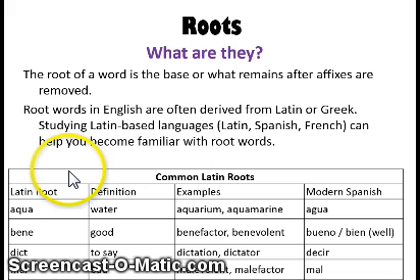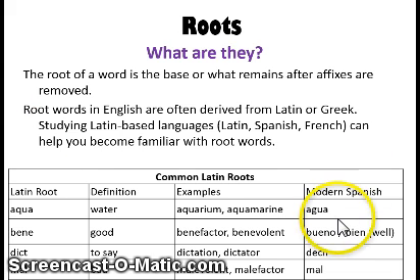Okay, so roots are the last part, and there are probably more roots than anything else out there. The root of a word is the base, or what remains after affixes are removed, but it's actually the beginning of a word if you do it in the correct order. Root words in English are often derived from Latin or Greek. Studying Latin-based languages, Latin, Spanish, or French, can help you become familiar with root words.